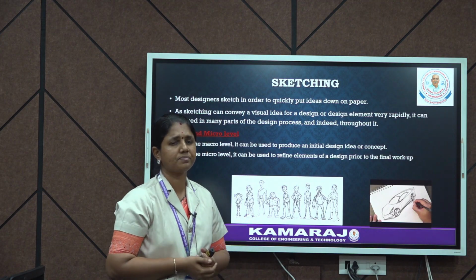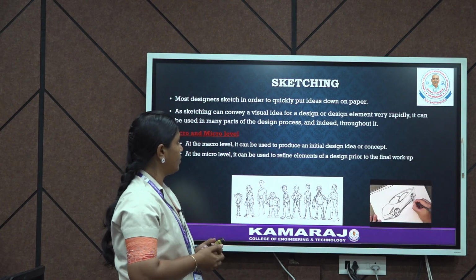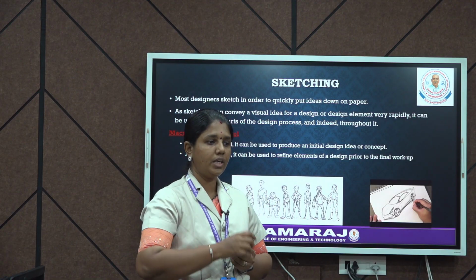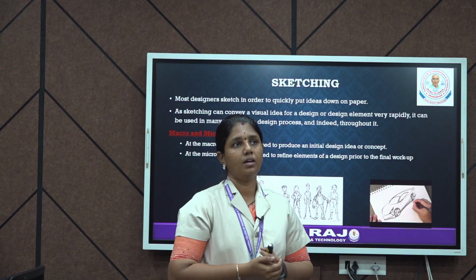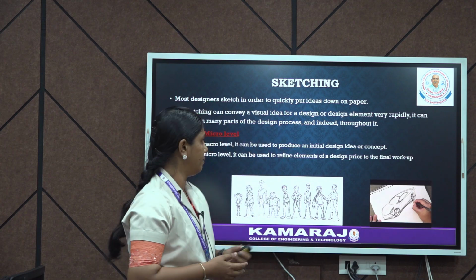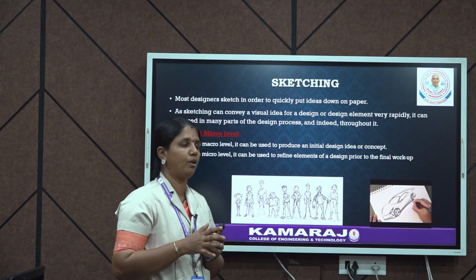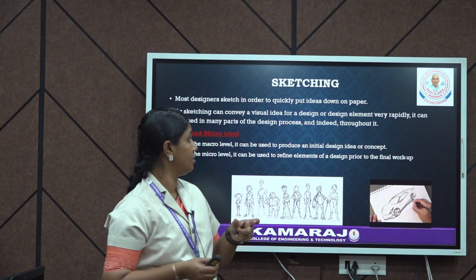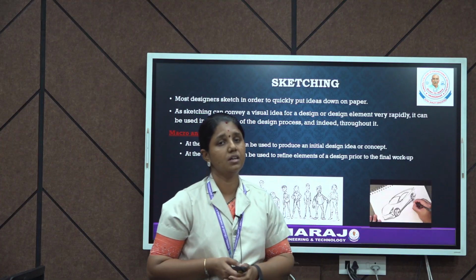And then sketching. Sketching means we just need to quickly put ideas on paper, that is nothing but sketching. We need to draw an idea on paper. That means there are two types, macro level and micro level. Macro level is nothing but producing an initial design idea or concept. What is micro level? To refine elements of the design prior to the final workup is micro level.